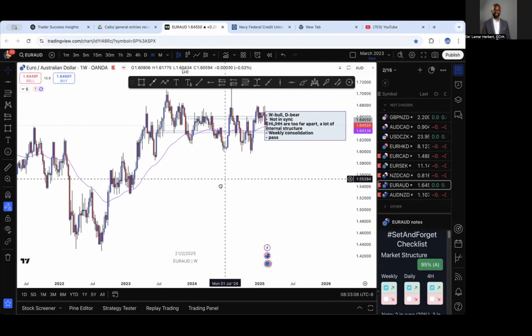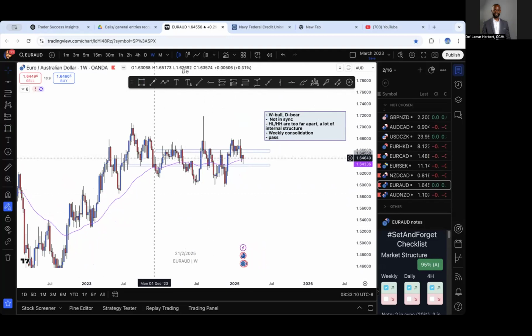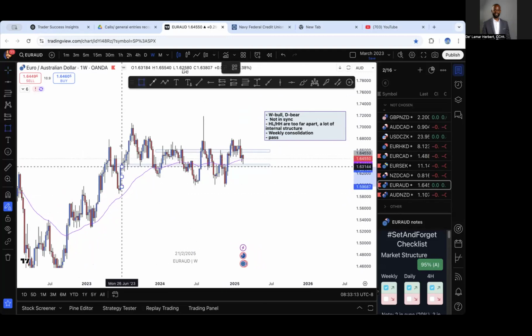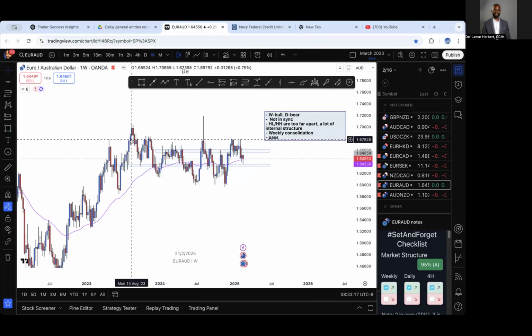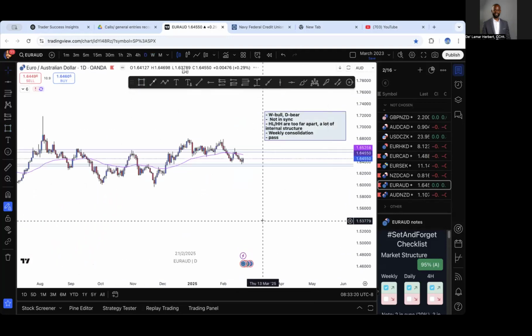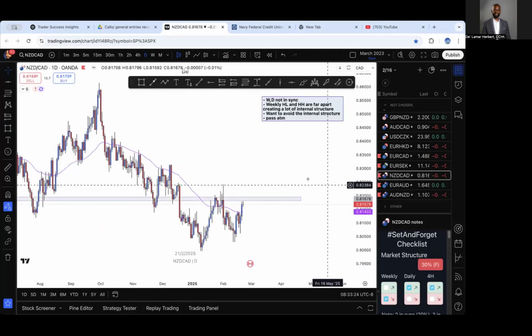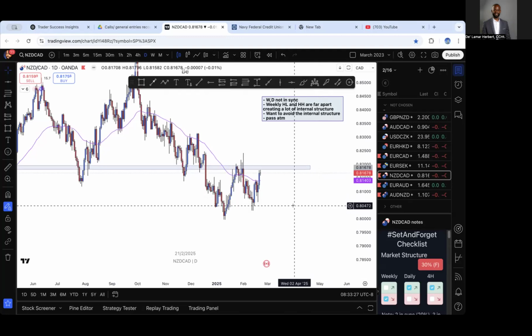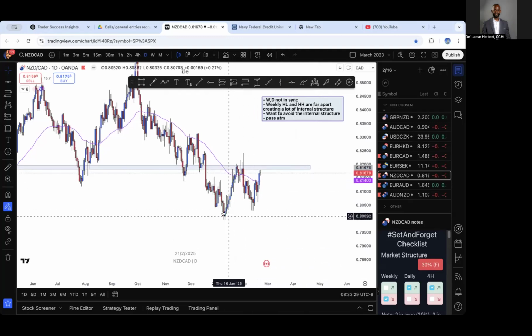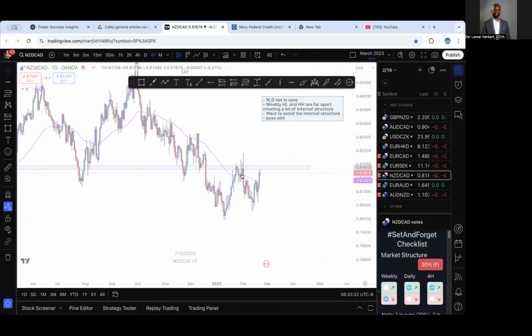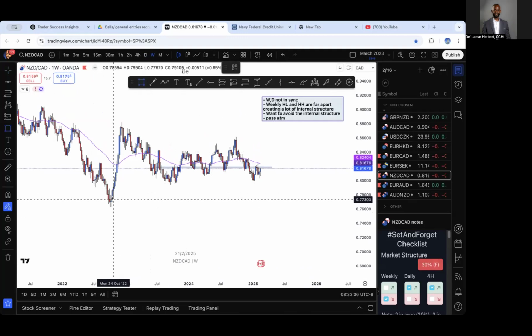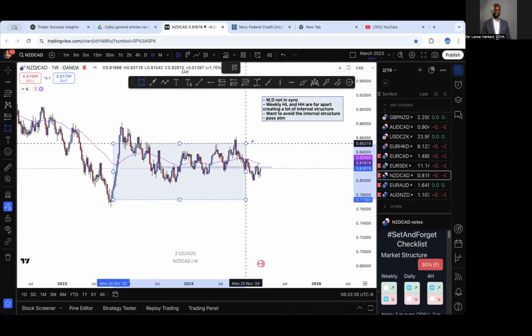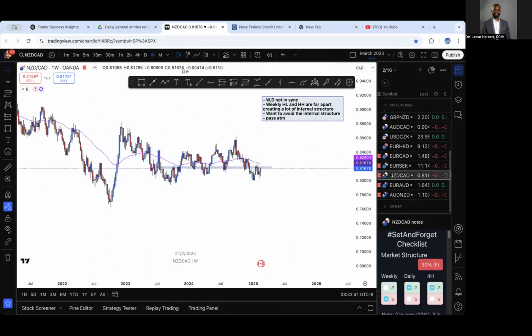And this is for the same reason. We're still in this zone here. So all this is just internal structure, too far apart on the weekly. And also it's not in sync because daily is bearish, pass. NZD CAD, same thing. Just a wide higher low and higher high, creating all this internal structure, not trading into it, pass.